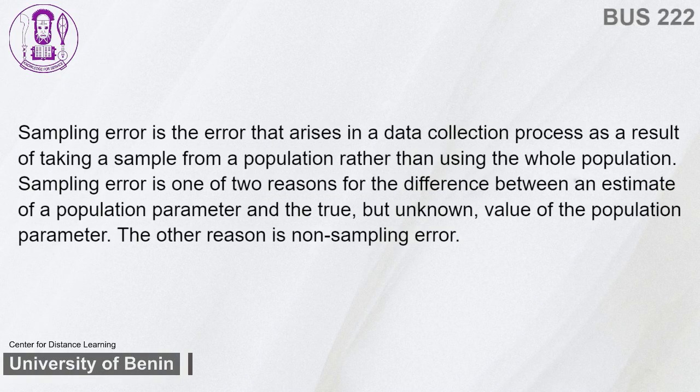Study Session 2. Sampling Error. Introduction. Sampling error is the error that arises in a data collection process as a result of taking a sample from a population rather than using the whole population. Sampling error is one of two reasons for the difference between an estimate of a population parameter and the true, but unknown, value of the population parameter. The other reason is non-sampling error.